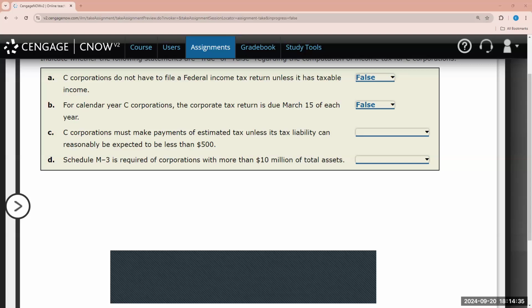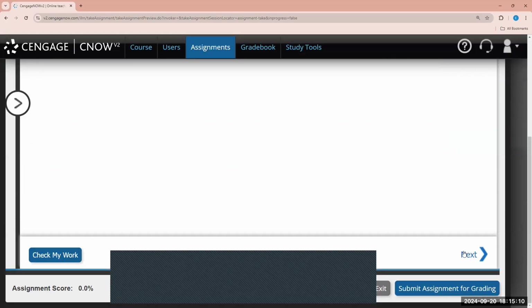Schedule M1, on the other hand, is required of corporations that have less than 10 million of total assets. So again, M1 and M3 are essentially the same, but it depends on the total value of the assets for the corporation. If it is less than 10 million, Schedule M1 is filed. If it is more than 10 million, Schedule M3 is filed, which goes into greater detail to reconcile book and taxable income. So C is true and D is also true.